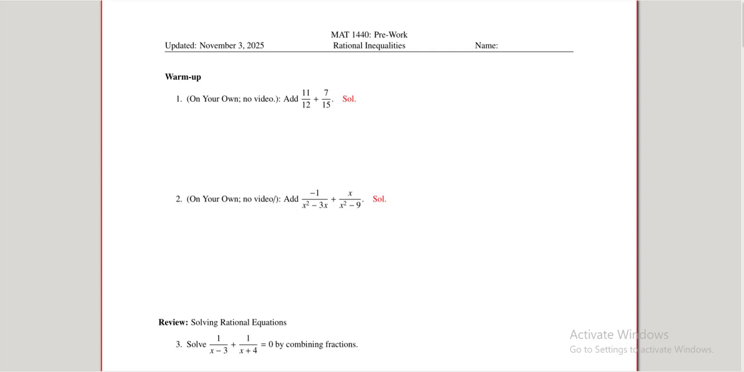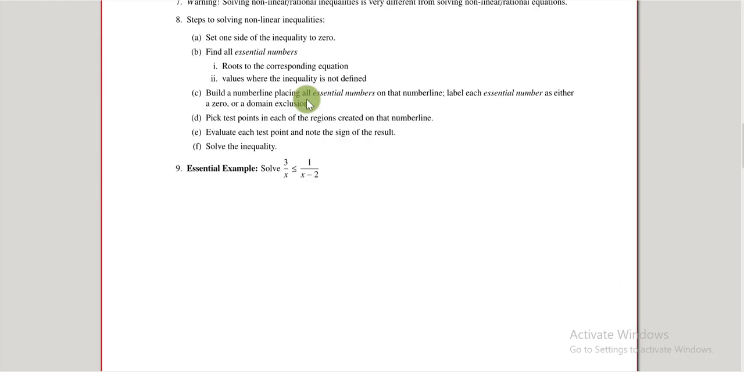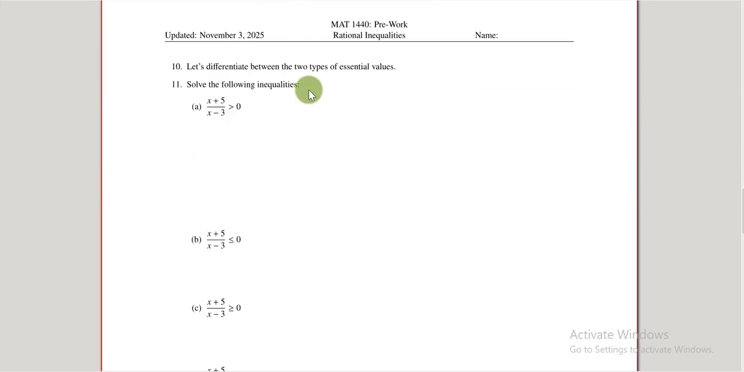So folks, in this pre-work, we want to look at eventually solving what are called rational inequalities. That is, we want to learn how to solve inequalities like this. Notice that we have the less than or equal to sign here. Or we might look at other inequalities like these in this example.